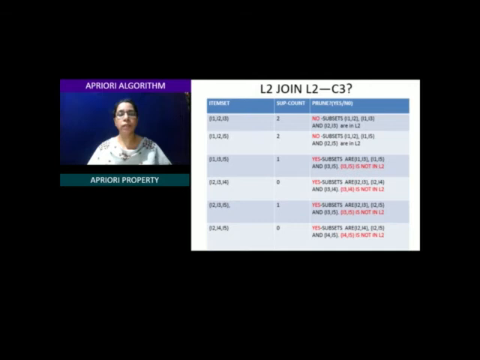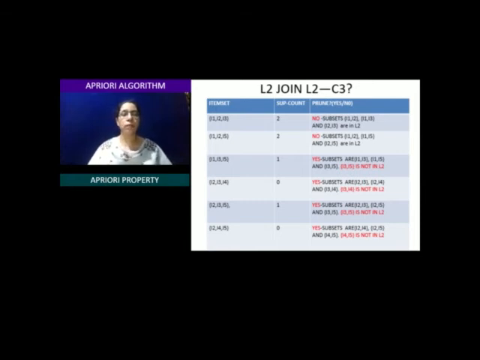In the case of I2, I3, I5, I3, I5 is not in L2. That means I3, I5 is not frequent, so I2, I3, I5 is also not frequent. Similarly, I2, I4, I5 is also not frequent because I4, I5 is not in L2, not frequent. So it is removed. So these 4 items are removed from C3.